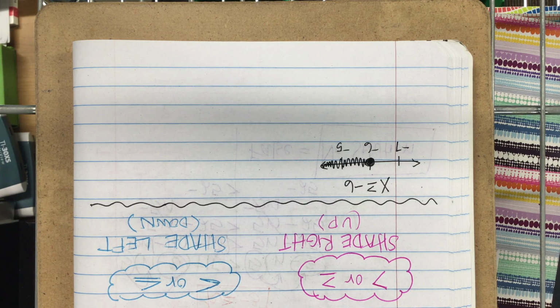Is negative 5 a solution to this? Is negative 4 a solution? Yes. Is 12? Yes. Is negative 6.1? No. Which way is negative 6.1? It's to the left of negative 6, so it does not work.